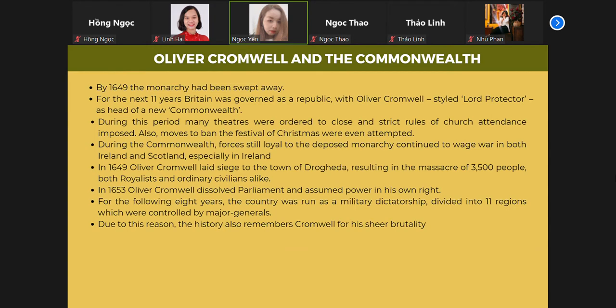So here we will move to Oliver Cromwell and the Commonwealth. So following the death of Charles I, by 1649, the monarchy had been wiped away, and for the next 11 years, Britain was governed as a republic with Oliver Cromwell styled Lord Protector and head of the Commonwealth.